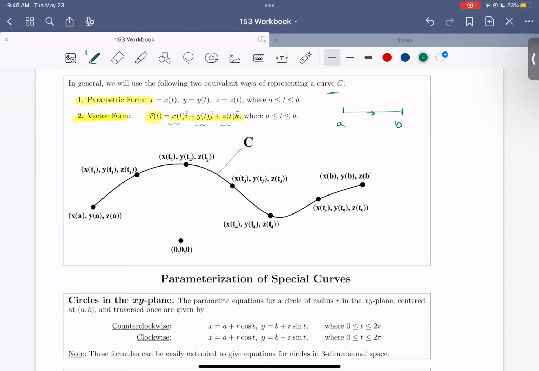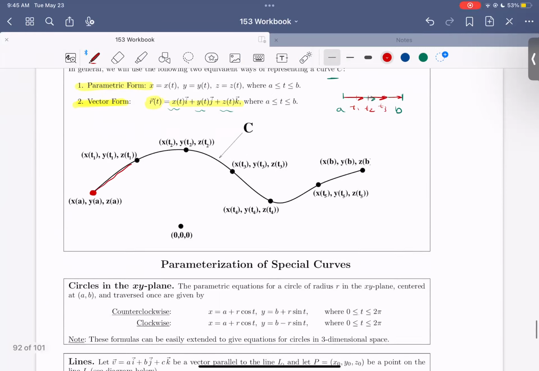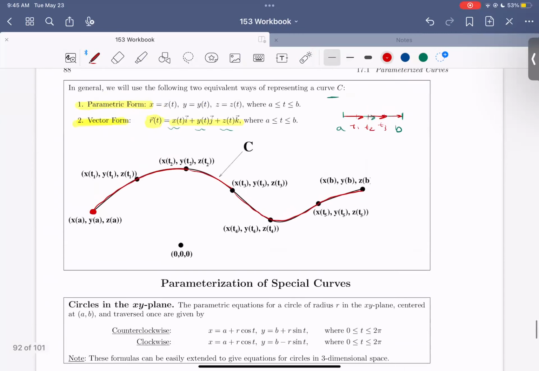All right, so visually, what does this mean? Well, since t goes from A to B, the first point on our curve will look like x of A, y of A, z of A. And then as t increases, so we could say as we have t1, t2, t3, etc., as t increases from A to B, we draw out our curve till we get to x of B, y of B, z of B. That is until t equals B.